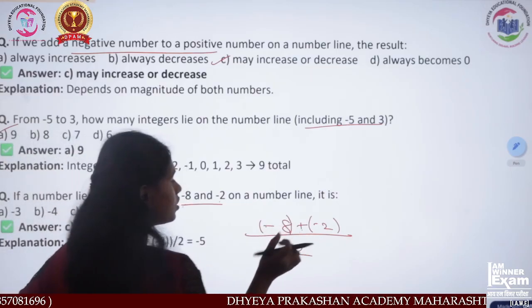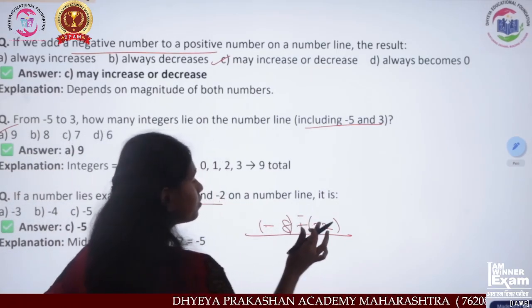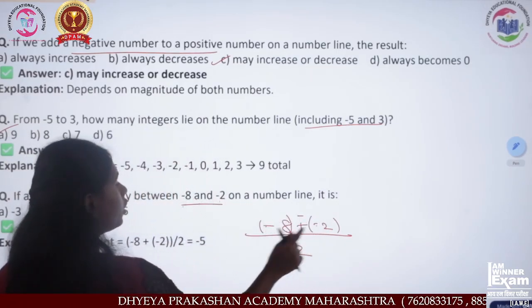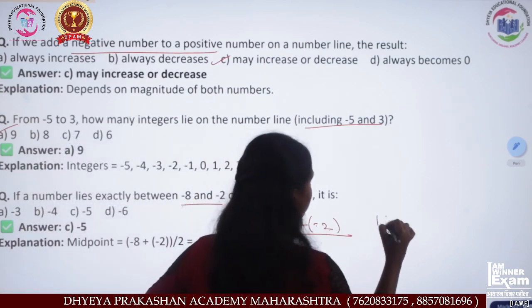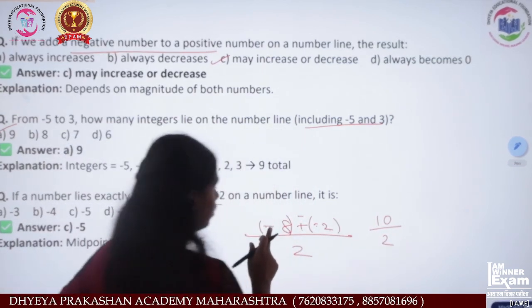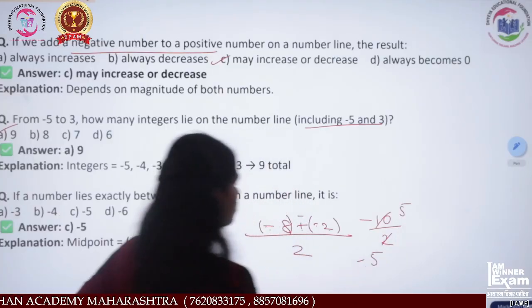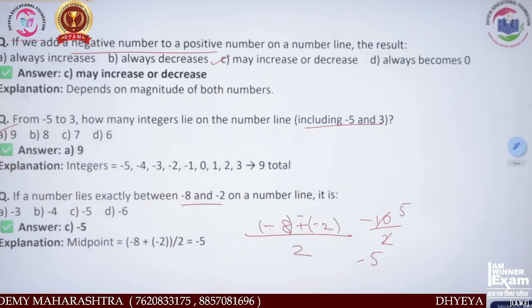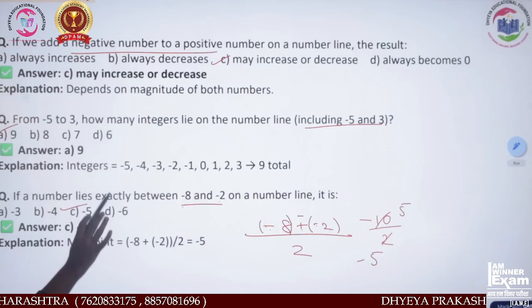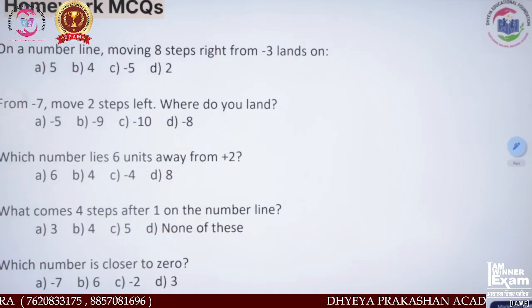So plus minus will be minus, and then minus minus will be plus. So 8 plus 2, you will get 10, and then the sign of the bigger number. So 2 fives are 10. So the answer is -5. So C, -5 is your option.